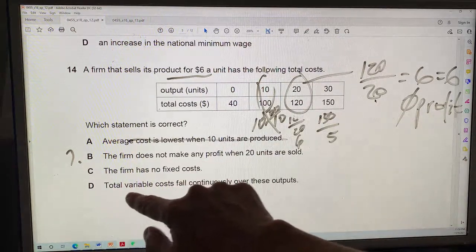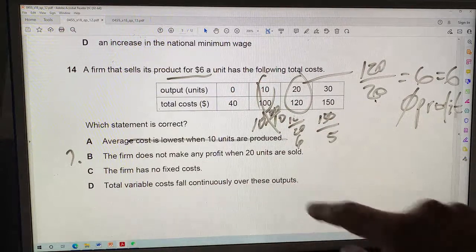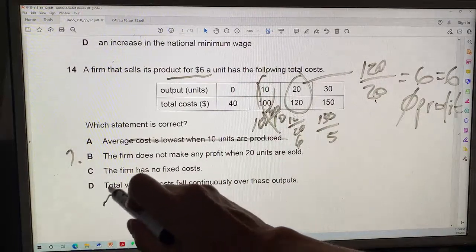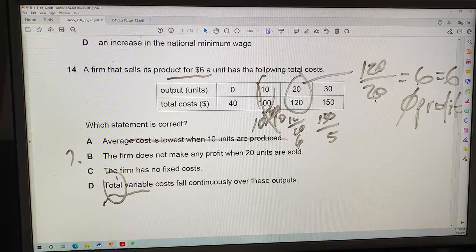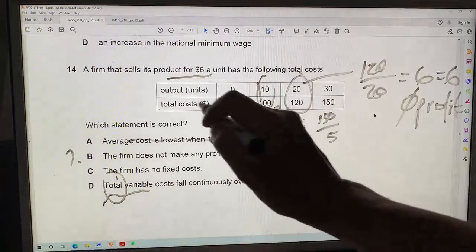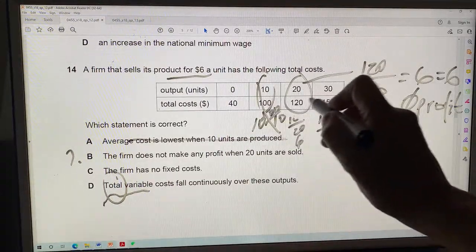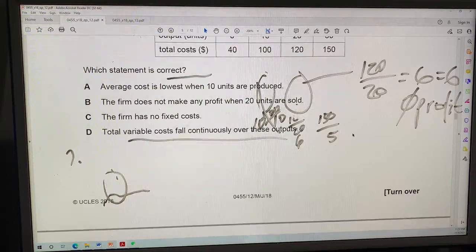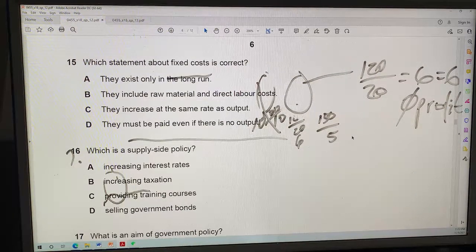And here they have D. Total variable costs fall continuously over these outputs. Well, it's rare for total variable costs to fall when you increase production. And total costs and total variable costs increase. Total variable costs fall continuously over these outputs? No, total variable costs increase continuously over these outputs. Next, let's do 15 and 16.